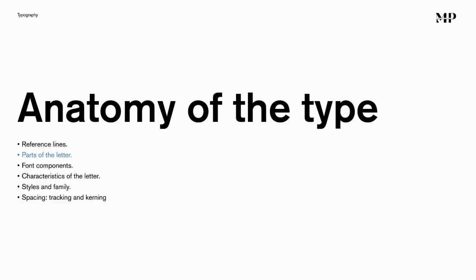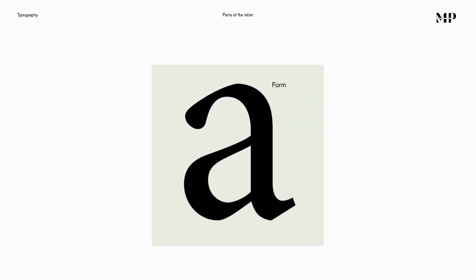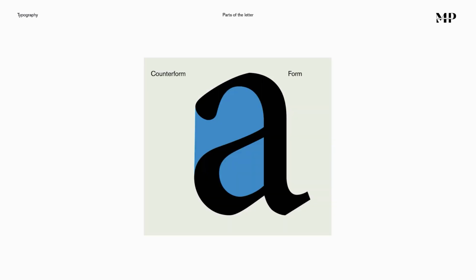Well, the next part of the anatomy of the typeface we are going to discuss is the parts of the letter. The first thing we need to consider is that a letter has a shape, which is determined by the ink of that letter, and a counter shape, which is, let's say, the negative space, the white space, in this case colored in blue, that will generate that shape of the letter.